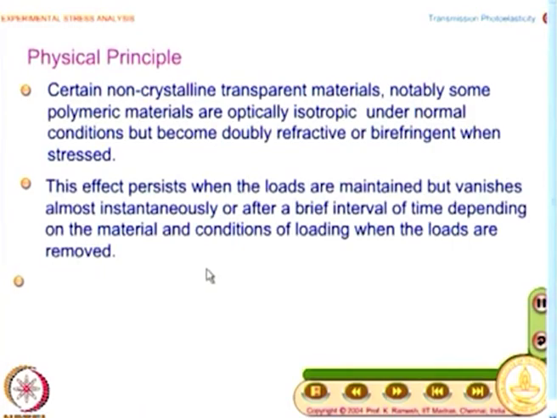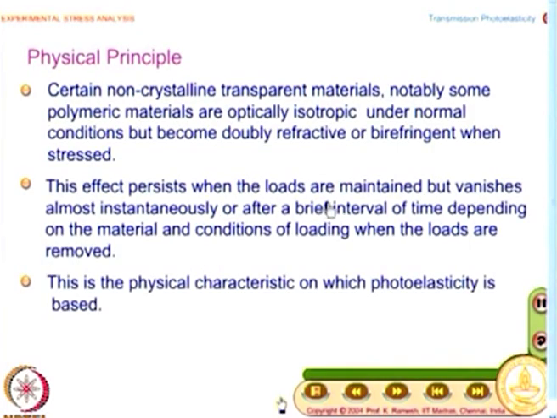So, this effect persists when the loads are maintained, but vanishes almost instantaneously or after a brief interval of time, depending on the material and conditions of loading. So, you see the birefringence: under normal conditions they are isotropic, but they become doubly refractive when stressed. And how long does this effect persist? As long as the loads are maintained.